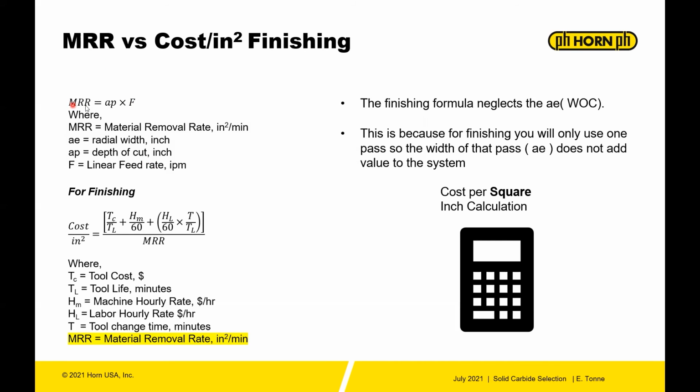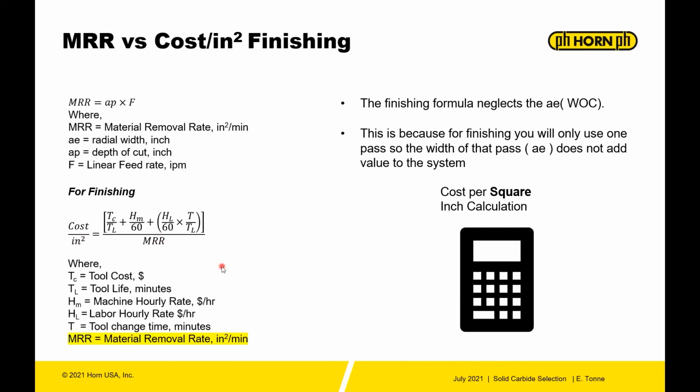And so when you're talking about a cost per square inch, you talk the MRR in terms of the depth of cut times your feed rate. So you have your removal rate now in square inches per minute. Same radial width of cut as your AE, your AP is your depth of cut, and your feed is your linear feed rate in inches per minute. You plug and chug the same exact formula. The only difference is on the bottom here, you have a MRR in square inches. So cost per square inch.